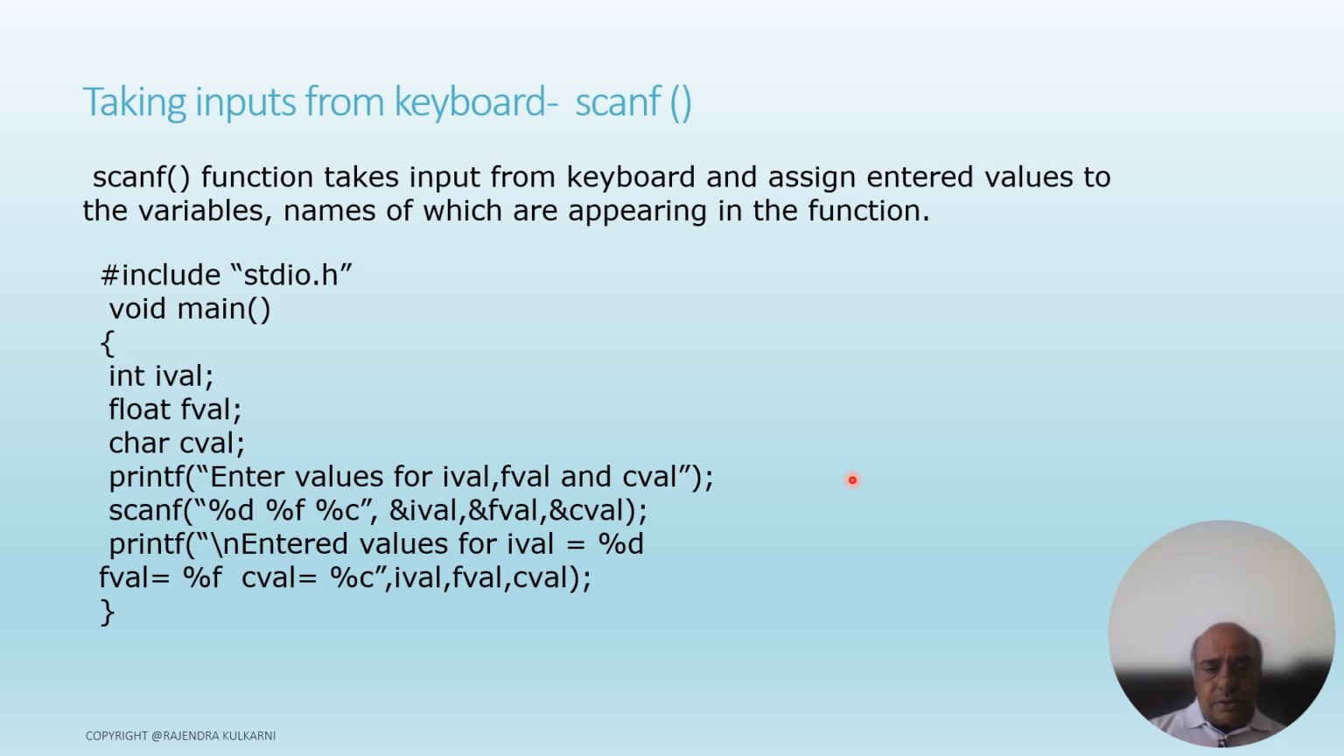This printf function gives us on the screen the values which we have entered: ival is equal to %d, fval is equal to %f, cval is %c, and the names of the variables ival, fval, cval.